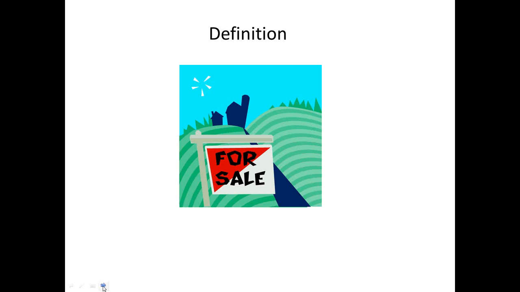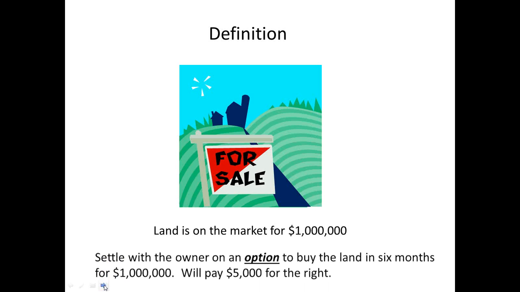Let's say you want to buy some farmland and you're driving down on a beautiful day and you see many acres, and you notice that that land is on the market for $1 million. Well, you don't have all your finances quite together, but you want to buy that land, and you want to kind of lock it in so nobody else gets it. You're going to talk to the owner, and you're going to settle on an option to buy the land in 6 months for that $1 million.